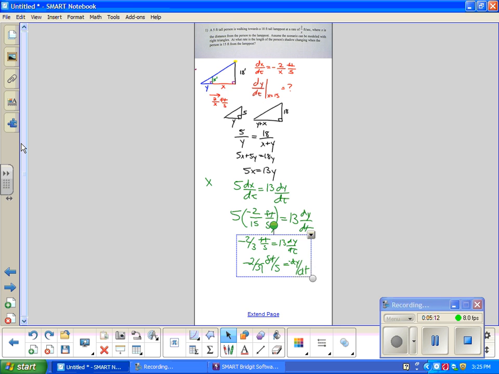Again, diagram, identify the knowns and unknowns, find a relationship or an equation for the situation, and then differentiate with respect to time. All right, related rates, keep practicing.